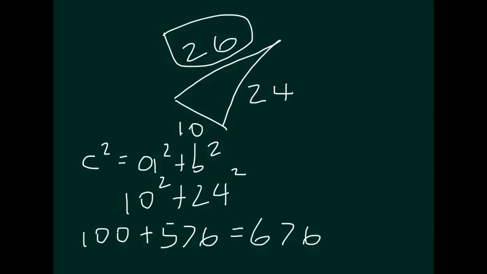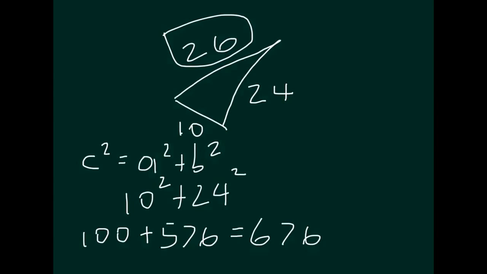Now that is the half of the theory. So a squared plus b squared is equal to 676. Again, a squared is 10 squared, b squared is 24 squared, 100 plus 576, which gives us 676. Now our theory says that a squared plus b squared, the answer that we get, which is 676, should be equal to the square of our hypotenuse.